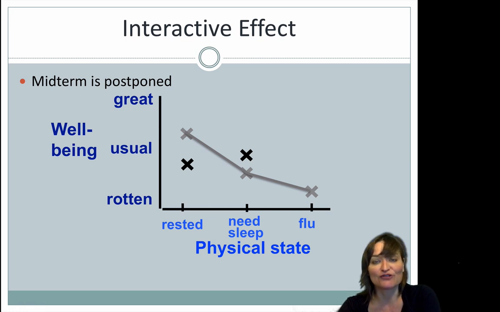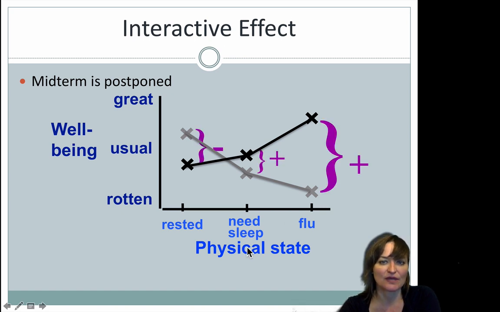If you had the flu and you dragged yourself in for a midterm and you were really worried that you weren't going to do well because you've got the flu and you find out that it's postponed, you probably are going to be feeling very much better, and your feelings of well-being will increase significantly. And so we look at this, the effect of your midterm being postponed has a different effect depending on the level of physical state. So it might have a negative effect, or a small positive effect, or a huge positive effect. It all depends on what your current physical state was.